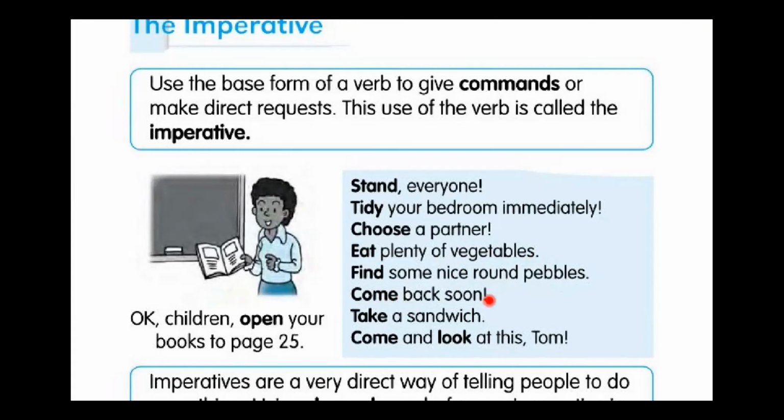Come back soon. Okay, so here you are giving an order, to come back, a request. So this is ending with an exclamation mark. Take a sandwich. Come and look at this, Tom. So here we are giving an order, strong emotion. So it will end with an exclamation mark. Okay, children, open your books to page 25. Okay, so here this is also kind of a statement, so it will not end with an exclamation mark.